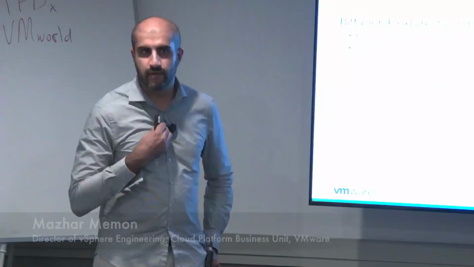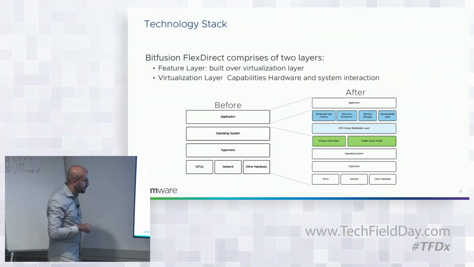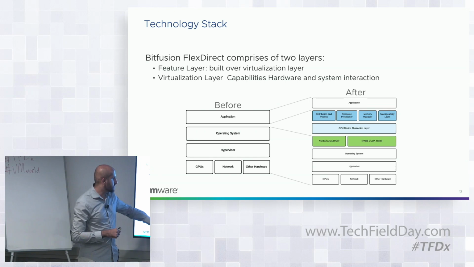So now digging deeper, how does this all work, right? When we say virtualization at user space, exactly where is it? How does it actually work? So here's a basic stack. You have the application over the operating system, you have the hypervisor, and then you have your physical resources.